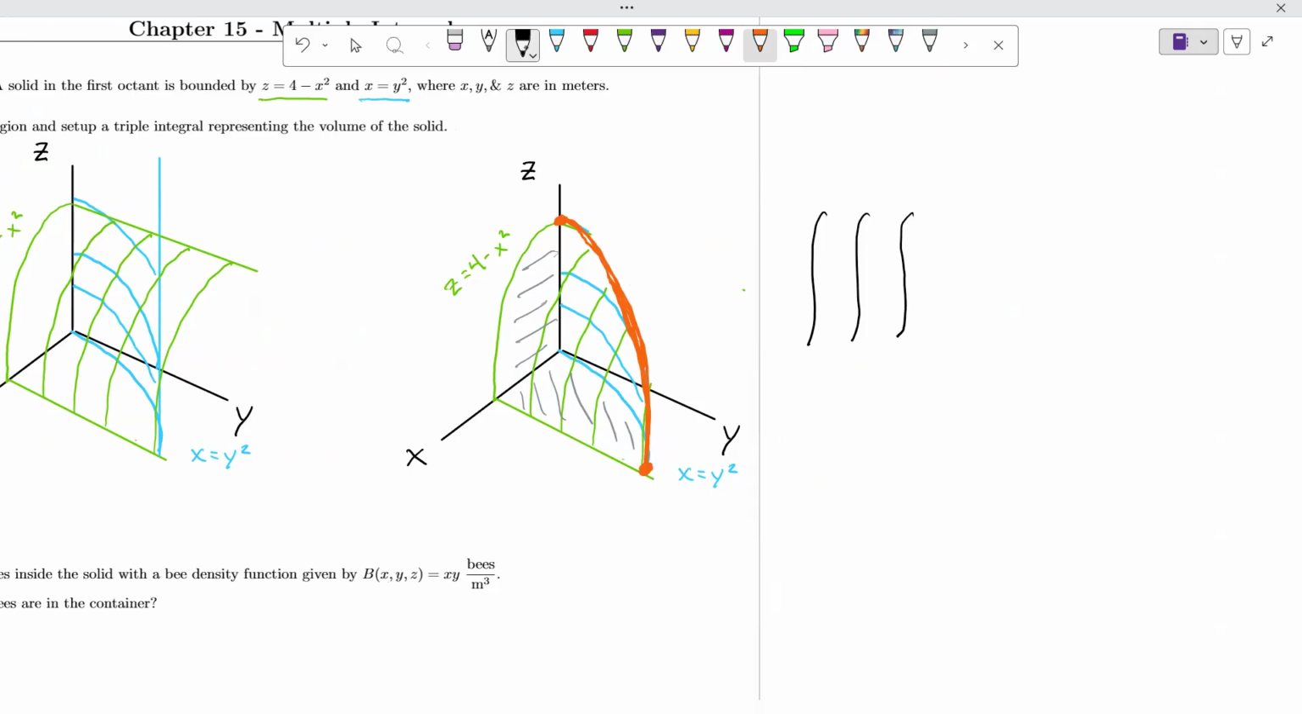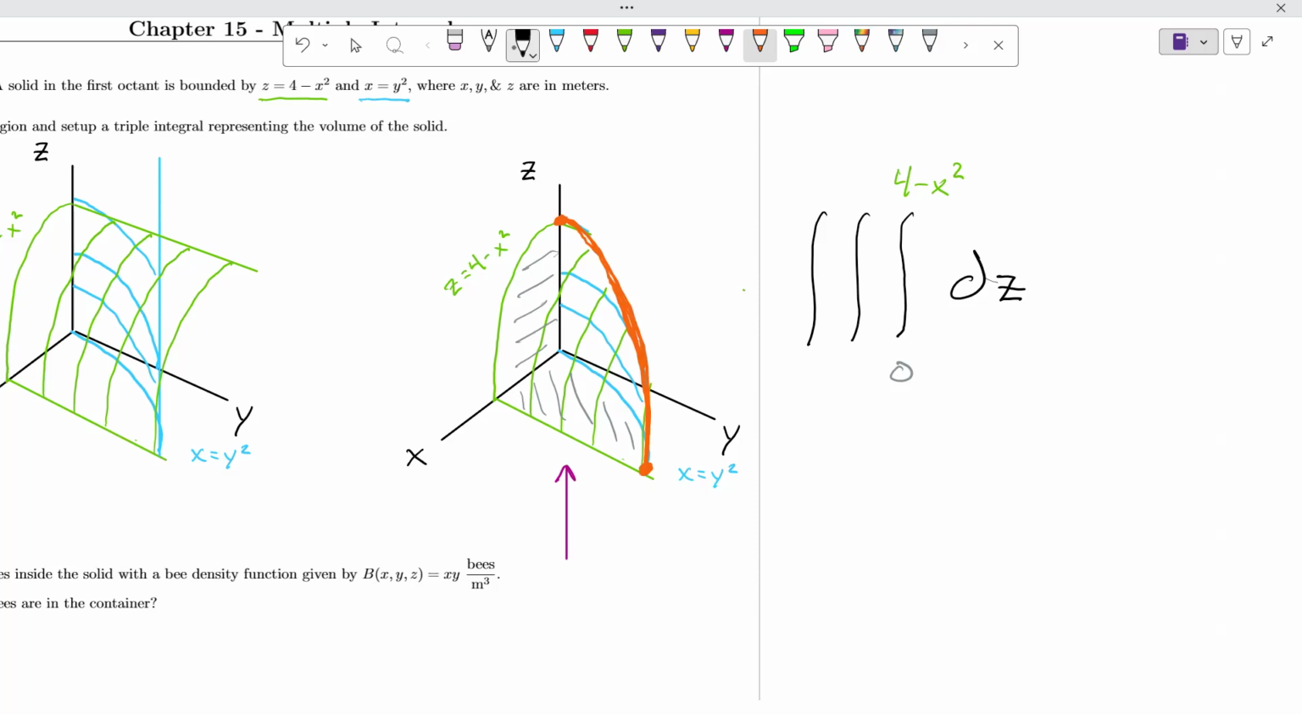And I've got to pick an order. For now, let's see, I think z makes sense to do first. So if I look at z and come from the bottom, from the bottom to the top, it's got a floor at z equals 0. That's the part I would run into first. And the part I'll run into second is the green shape, 4 minus x squared. So I'm doing dz first.